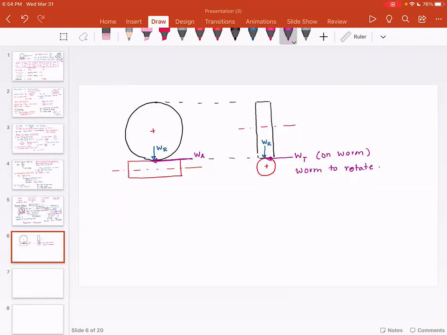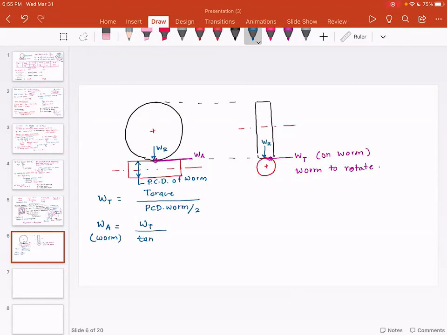So if you look at the worm wheel relationships, first and foremost, let me show you the value of WT. WT is torque divided by the PCD of the worm. And when I say PCD of the worm, I mean this. This is the PCD of worm, divided by 2. That gives you the value of WT. Then the axial force WA. This is on the worm. The axial force on the worm is WT divided by tan lambda.